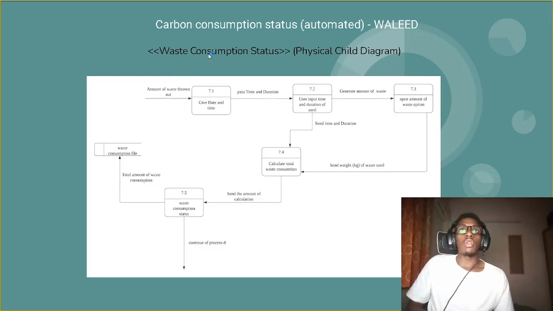And then there is the waste consumption status. The user gives the amount of waste thrown out as input, and then the user gives the date and time, and then the system calculates the total waste consumption and stores it in the waste consumption file.